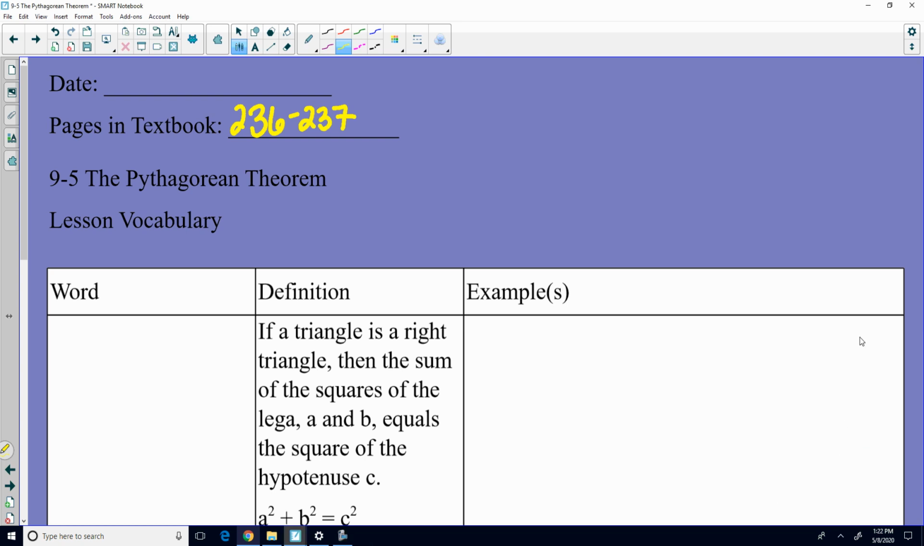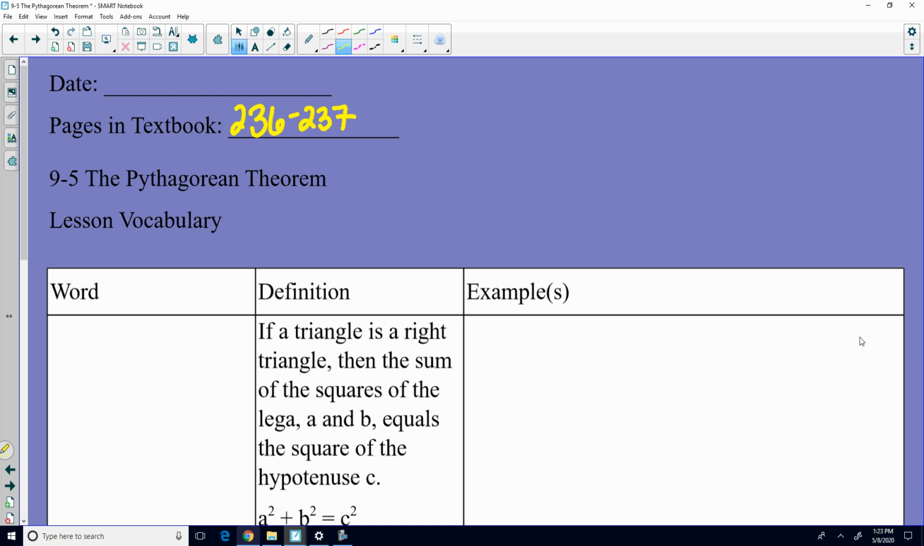Hi all, here are your notes for 9.5, the Pythagorean Theorem. Wow, this is something you probably haven't done for a while, but it applies to our squares and square roots. So we tackle it right now again, and hopefully this is mostly a review for you. But if it's not, hopefully it's not too hard.